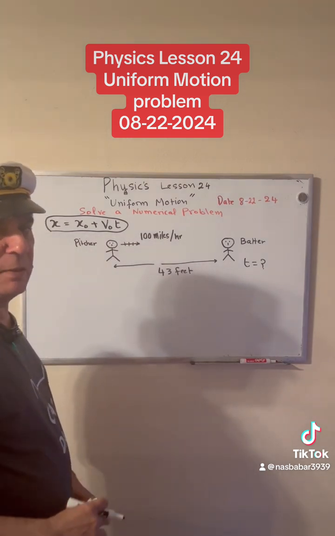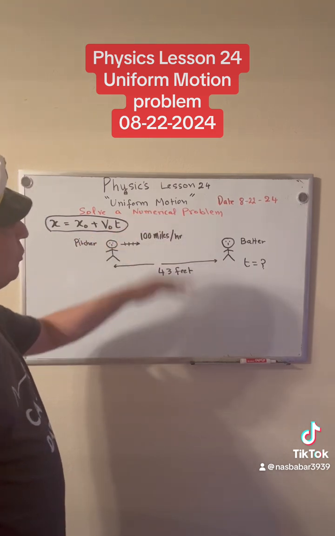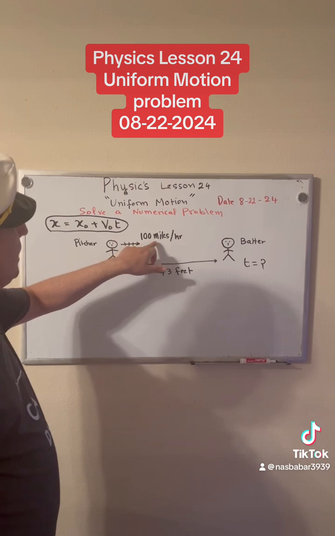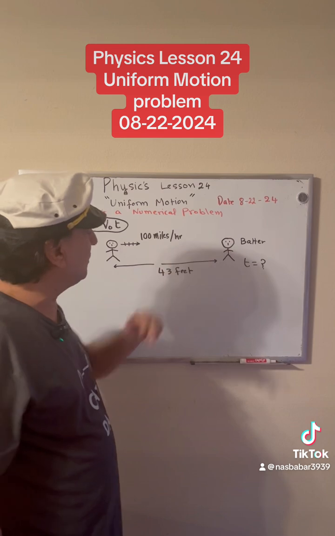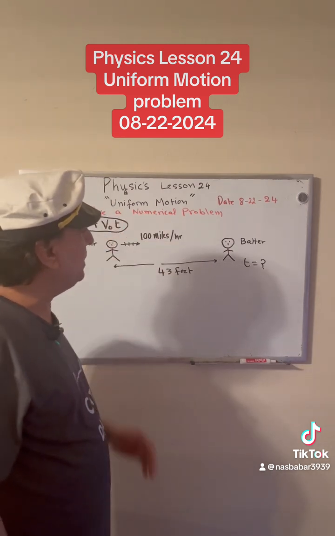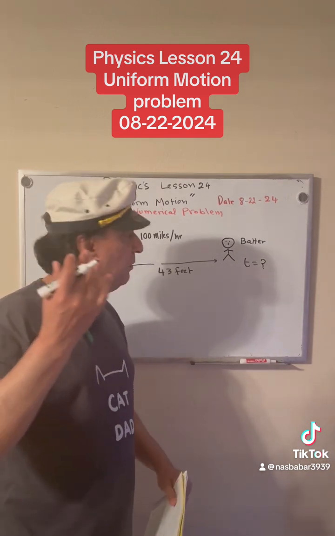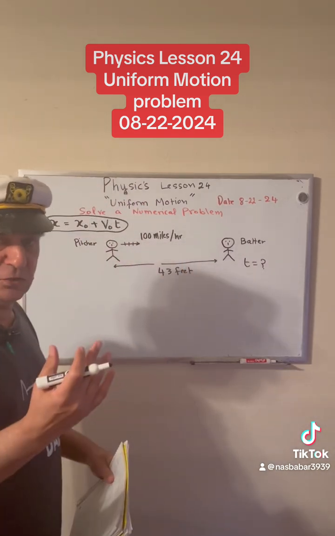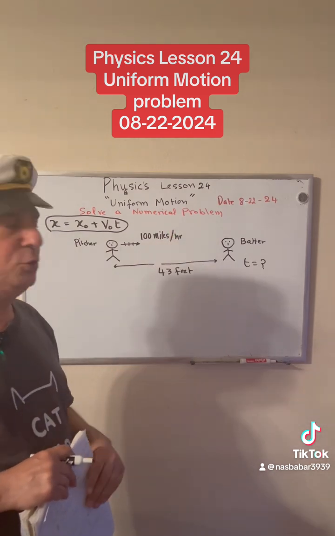Now, in my last example, it was pretty straightforward because the units were all the same. Everything was in meters. In this particular case, you have 100 miles per hour. That's the speed of the ball going towards the batter, and the distance is 43 feet. So you've got miles, you've got feet, and the professor has asked you to find the answer in seconds, but you have to convert everything to meters. So how would you do that?